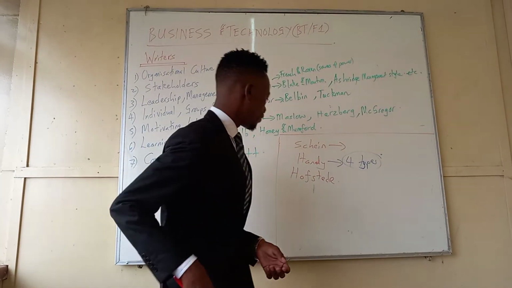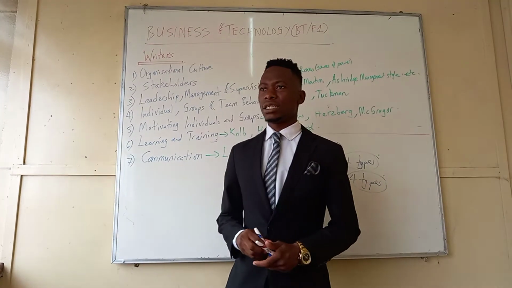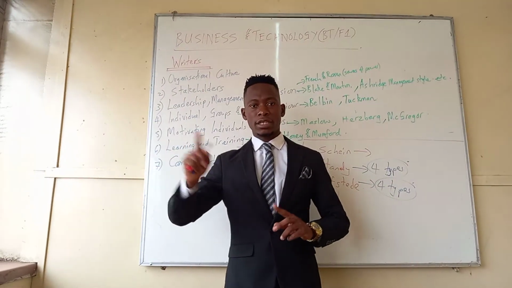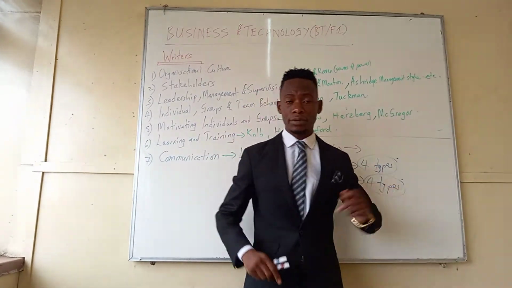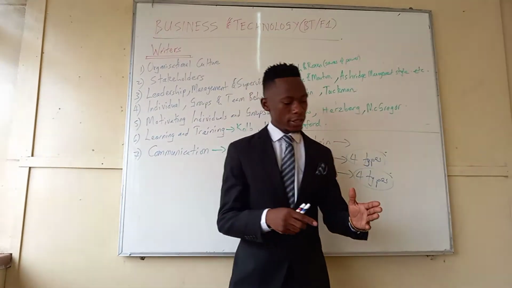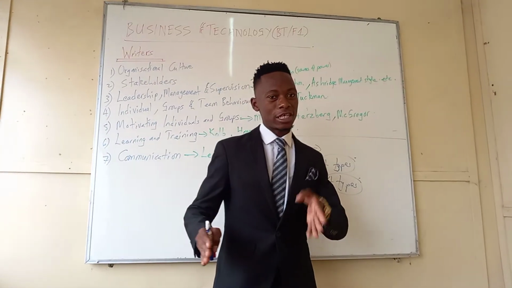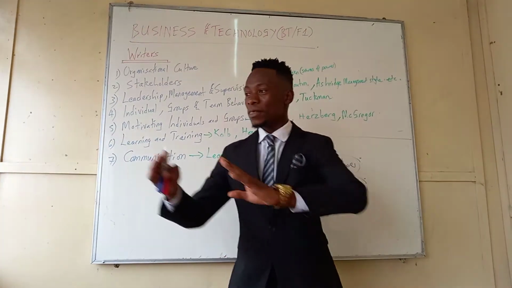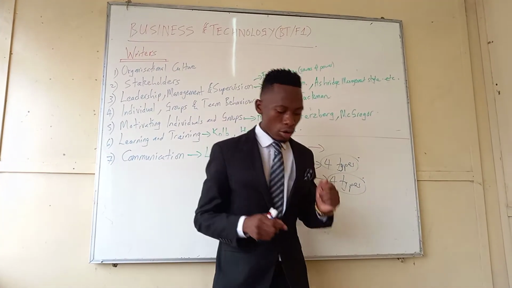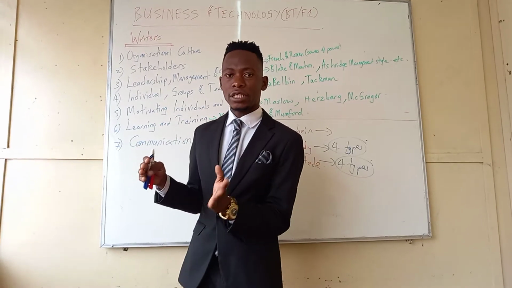Then Hofstede said that you need to know these four types, but Hofstede didn't make our life easy, because for each type he explained, it might be high, it might be low. Number one, he said that there is uncertainty avoidance. What is it? If you are an employee, you want to avoid doing something that you are uncertain about. So Hofstede said that there is high uncertainty avoidance and there is low uncertainty avoidance.